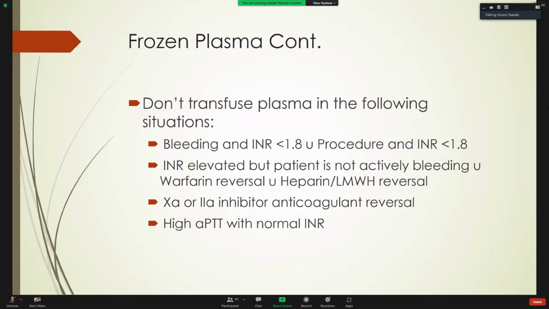INR elevated, but the patient is not actively bleeding. We usually give warfarin reversal, or heparin or low molecular weight heparin reversal, factor 10A or factor 2A inhibitor anticoagulant reversal, and for a high level of APTT with normal INR.